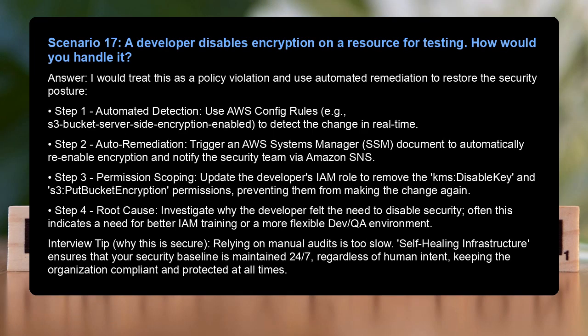Scenario 17. A developer disables encryption on a resource for testing. How would you handle it? Answer: I would treat this as a policy violation and use automated remediation to restore the security posture.